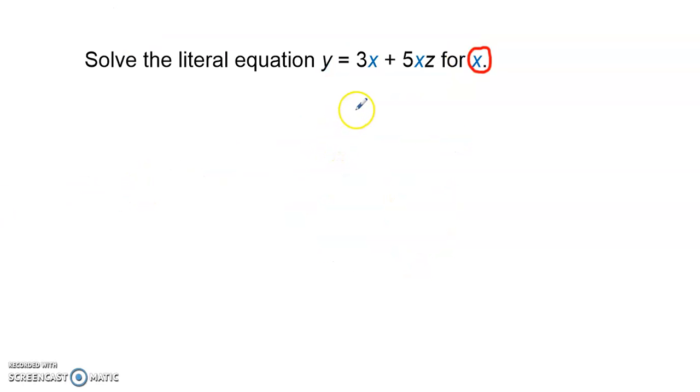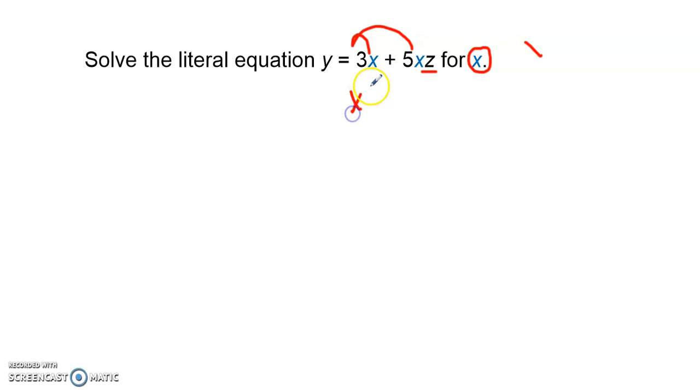Okay, we're going to solve this next one for x. And we can see that we've got x's over here and x's over here. But this is kind of tricky because we can't just simply combine them because we have this z over here. So we can see that x is being multiplied by 3 and x is being multiplied by 5z. So what we need to do is the opposite of distributing. So if we want to do the opposite of distributing, we need to take the x out of both of these and put them back on the outside.